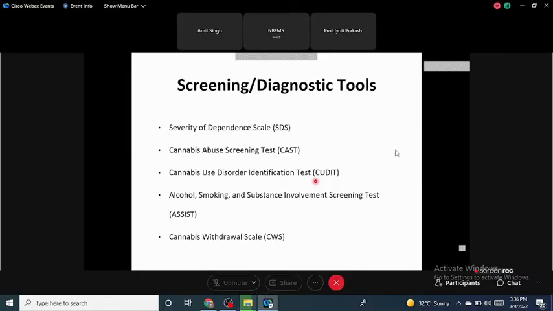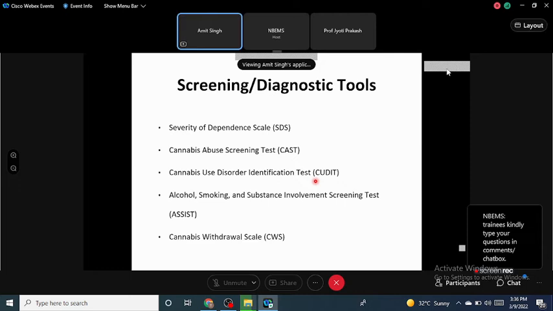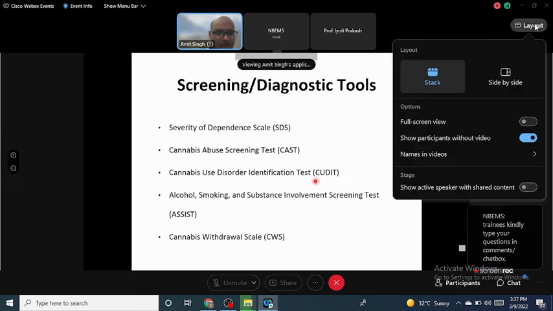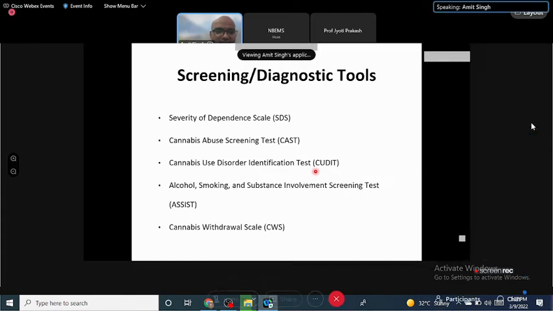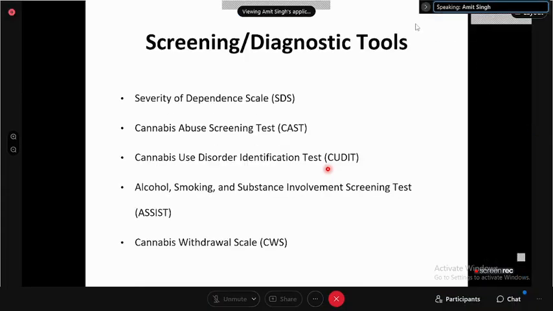There are several screening and diagnostic tools as well for cannabis use. The Severity of Dependence Scale can be used. Cannabis Abuse Screening Test is a short screening test for cannabis use. Cannabis Use Disorder Identification Test can be used. ASSIST, which involves screening for various other addictive substances, also can be used for assessment of cannabis. And cannabis withdrawal can be rated on the Cannabis Withdrawal Scale.